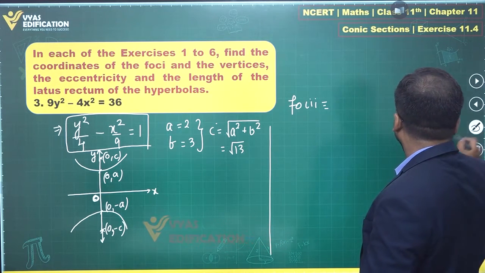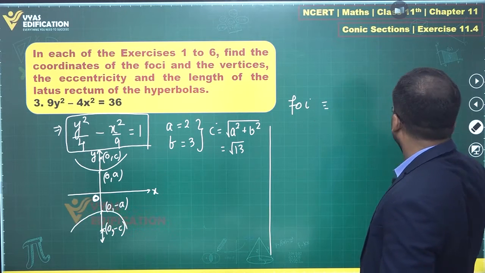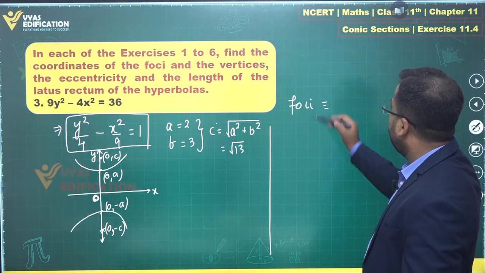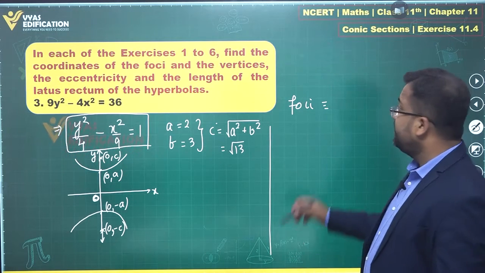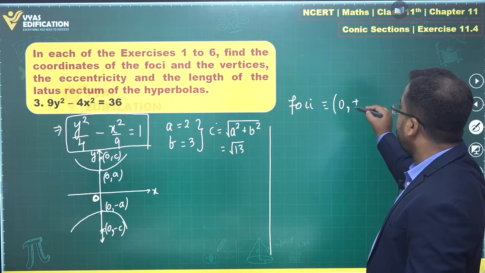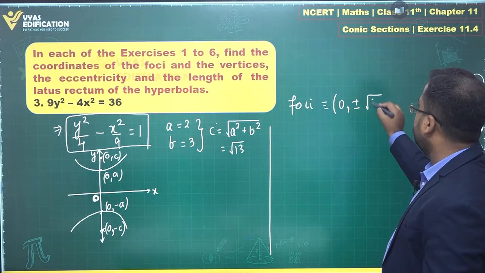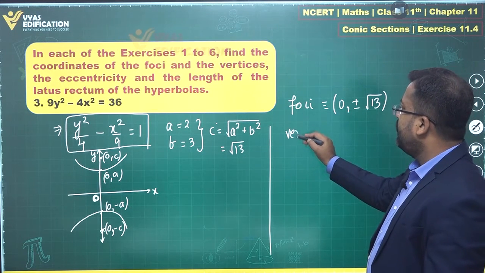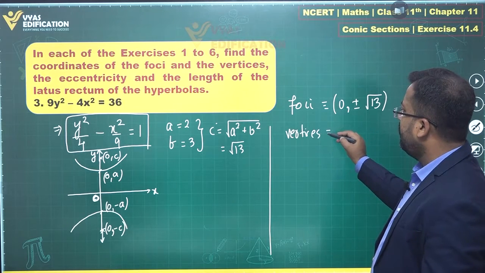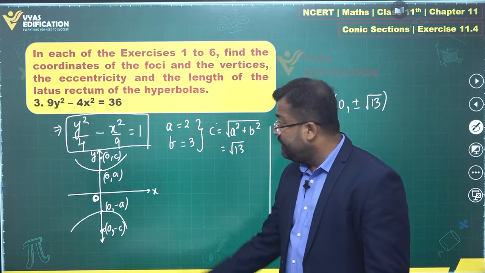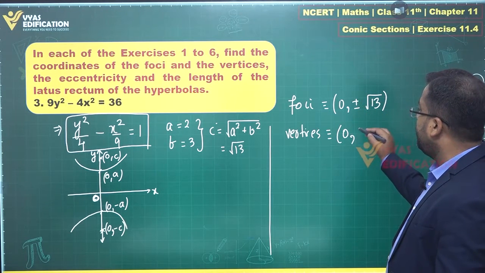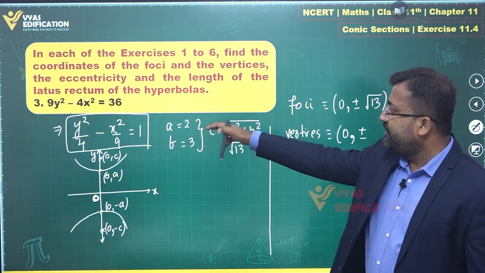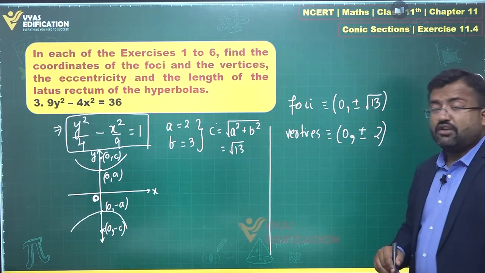Foci will be 0 comma plus or minus c. This is root 13, right? These will be the coordinates of foci. What about coordinates of vertices? Can you observe that the vertices will be 0 comma a and 0 comma minus a. So vertices will be 0 comma plus or minus a. And what's the value of a? 2. Those are the coordinates of vertices.